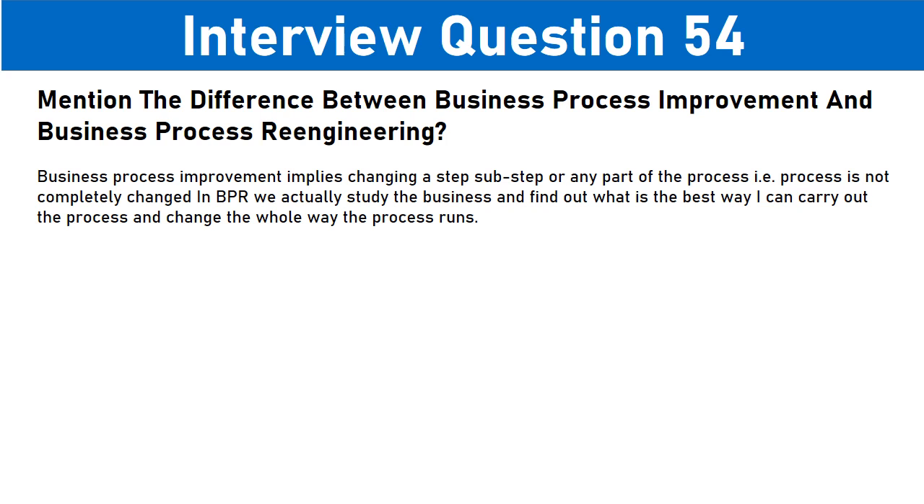Interview question 54. Mention the difference between business process improvement and business process re-engineering. Business process improvement implies changing a step, sub-step, or any part of the process, i.e., the process is not completely changed. In BPR, we actually study the business and find out the best way to carry out the process and change the whole way the process runs.